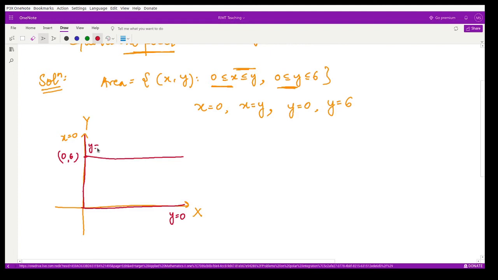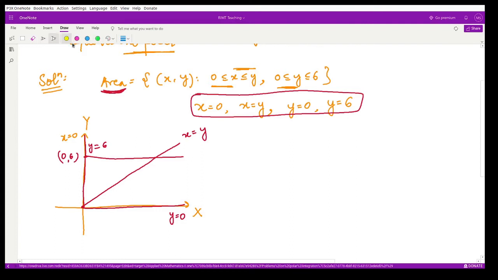So this is your y is equal to 6, and x is equal to y would be a line passing through the origin and making an angle of 45 degrees with the given initial line, that is the x-axis. So this is the line x is equal to y. Now, what is your shaded region, the area in which you are interested? The area would be bounded by all these 4 lines. So our area here would be this particular area.